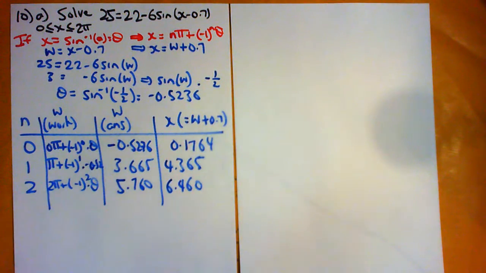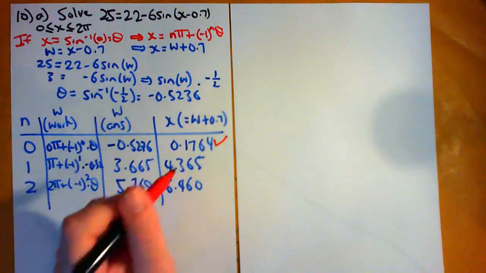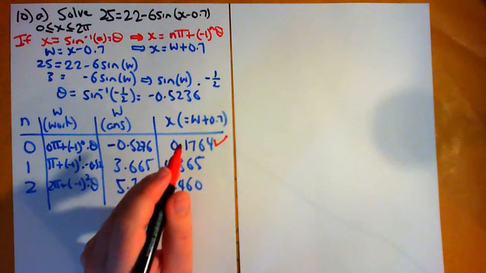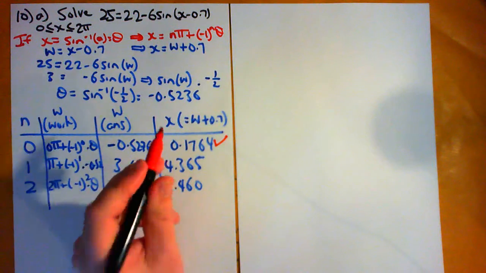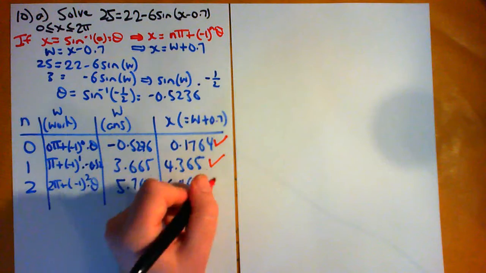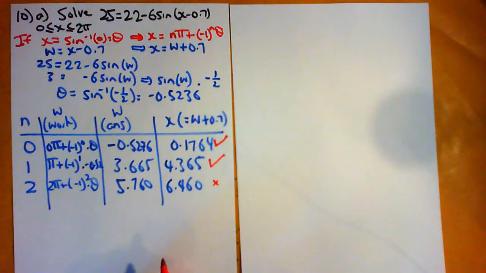So we've gone over 2 pi now. Let's check which solutions are within range. This solution is between 0 and 2 pi, which is between 0 and roughly 6.283. This is between 0 and 6.283. That one's too big. Okay, so we have our two solutions.